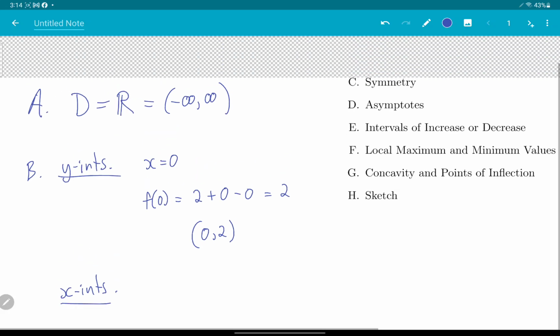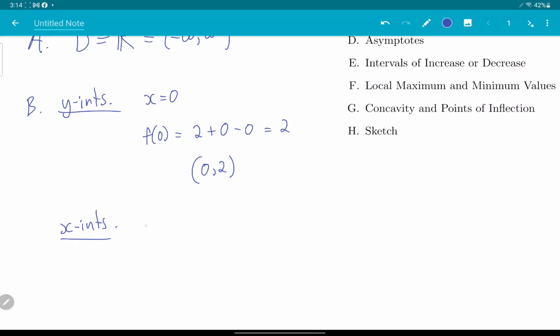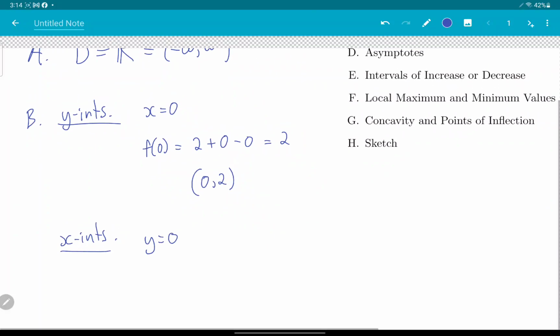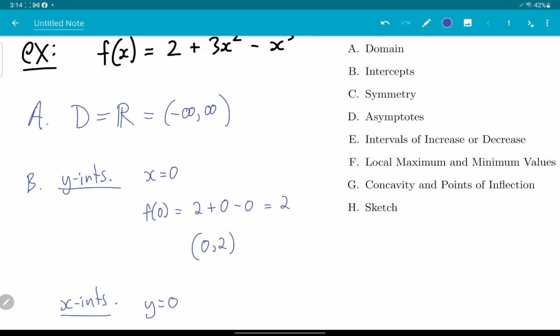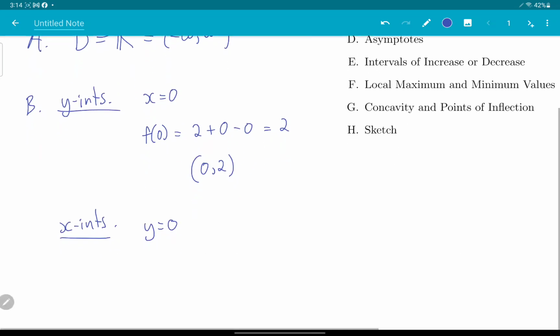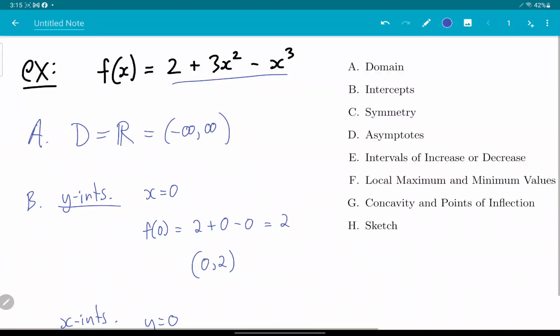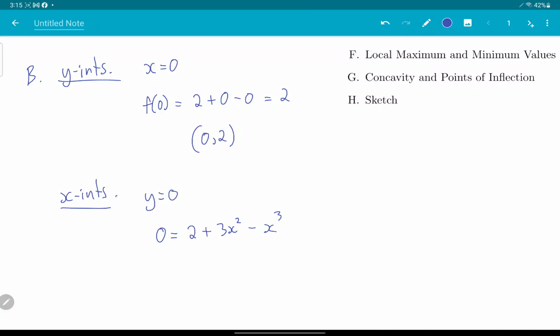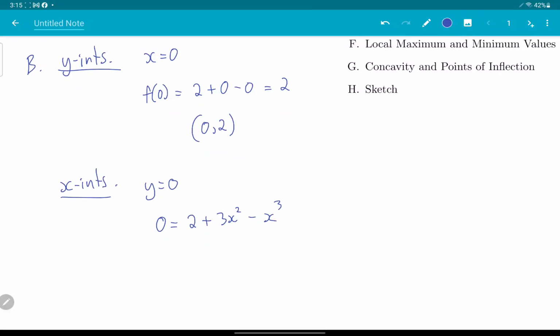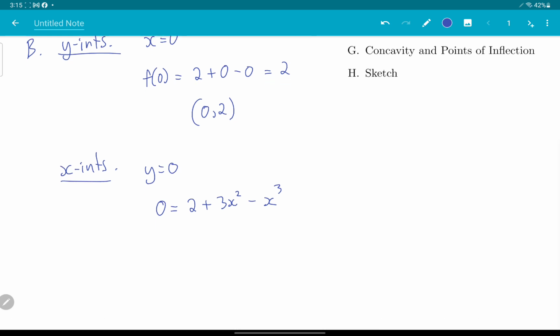X-intercepts. For x-intercepts, you set y equal to 0 in this equation up here. So it is 0 is equal to 2 plus 3x squared minus x cubed. Is that right? Yes, it is. Okay, so in principle, we would try to solve this, but this one's too hard. I can't think of an easy way to factor that. We don't expect you to do anything too fancy here.